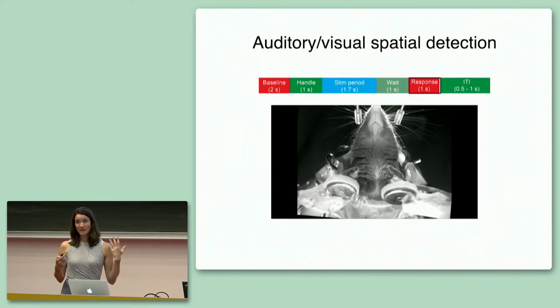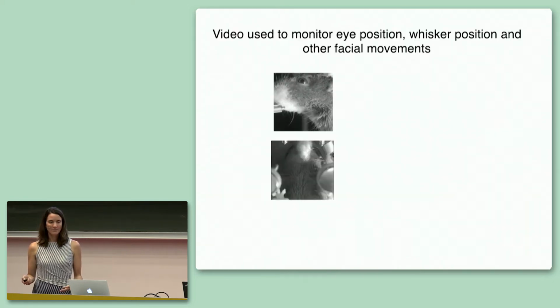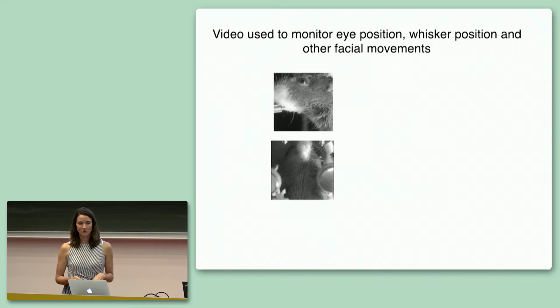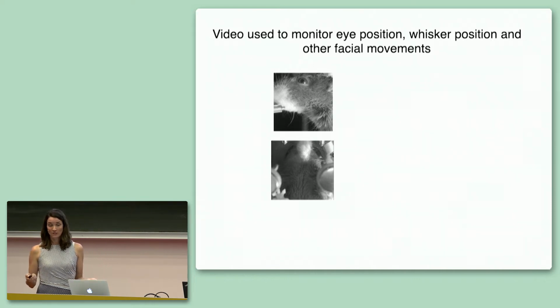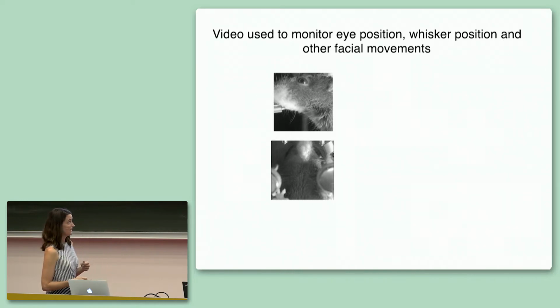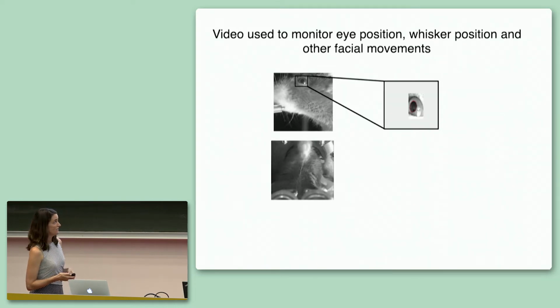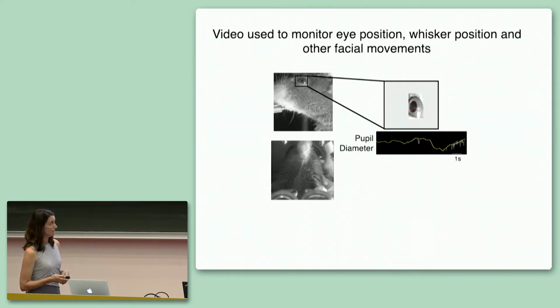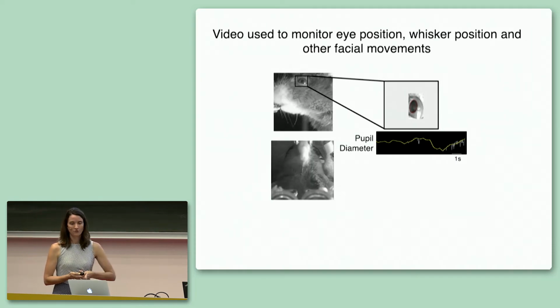Okay, so we hadn't really used video a lot for tracking behavior before in my lab, and this turned out to be really critical, as you'll see throughout the talk. Using these videos, we monitored a whole bunch of aspects of the animal's behavior: eye position, whisker position, other facial movements. You can get a sense of what that looks like here from the two cameras that we measure the behavior. This is the pupil diameter, which you can see is kind of fluctuating over time, even throughout the trial.